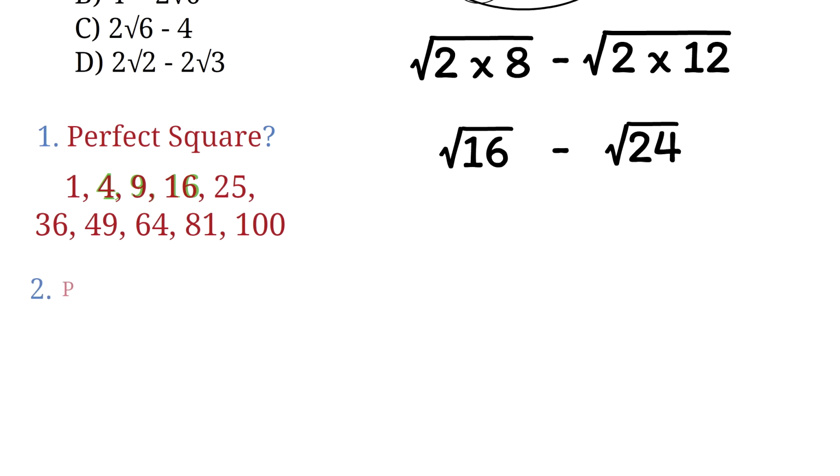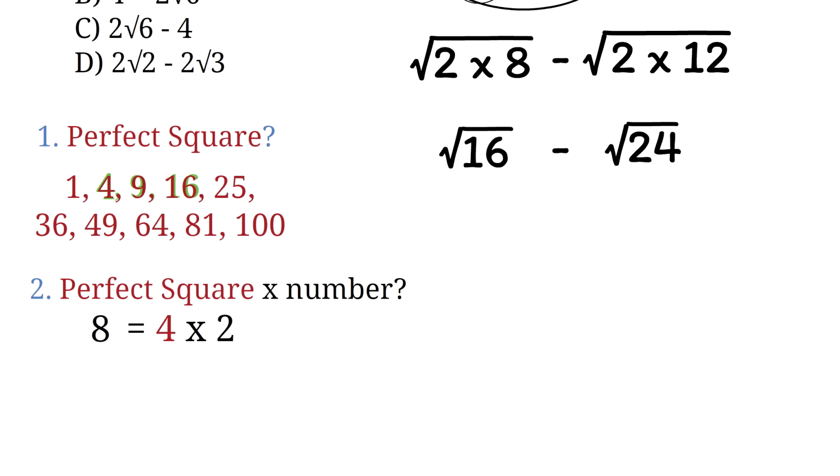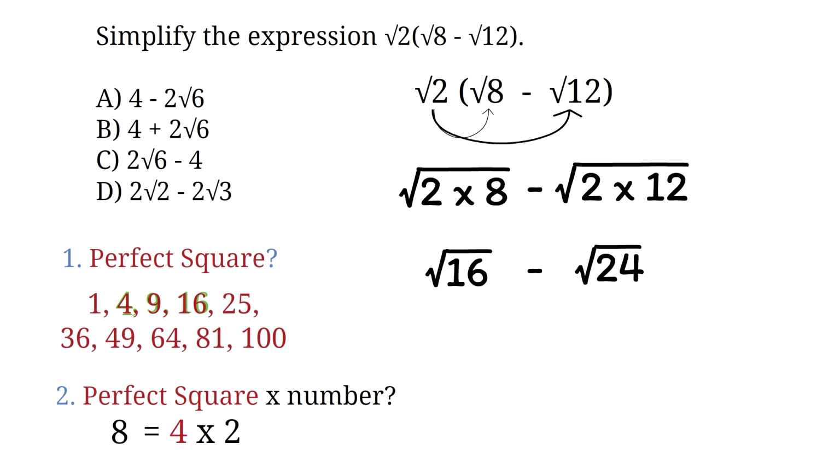2. Can the number be written as a perfect square times another number? Example: 8 can be written as the perfect square 4 times 2. If you cannot use 1 or 2, then the radical cannot be simplified.